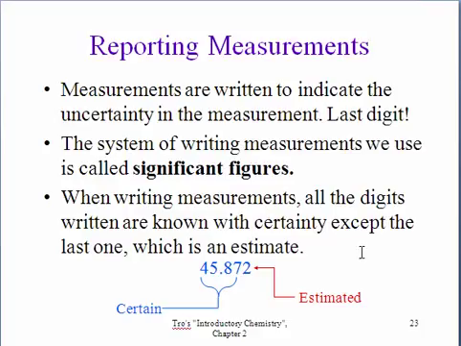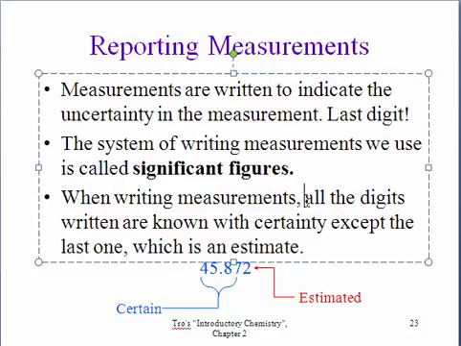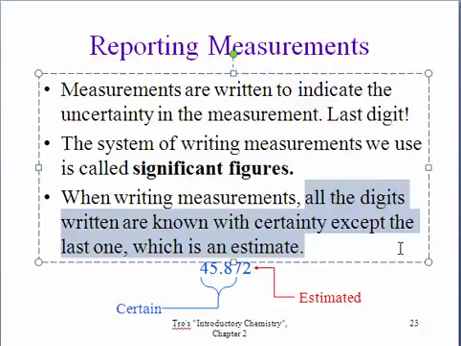When we write a measurement, the way we write it always indicates the precision of the instrument. The last digit is always an estimated or uncertain digit, and that digit, as well as the ones that we know for certain, are what are known as the significant figures. When a numerical measurement is written, all the digits written are known with certainty except for the last one, which is an estimate.